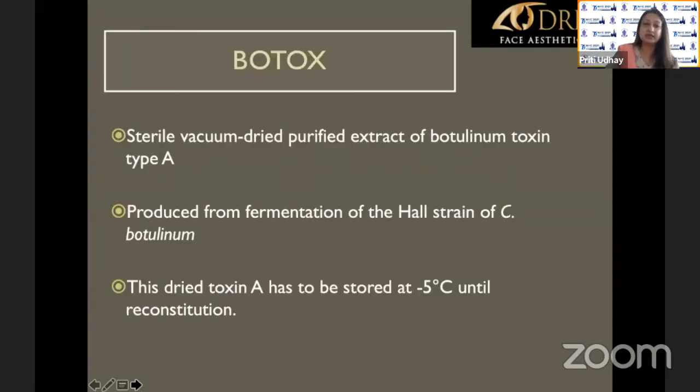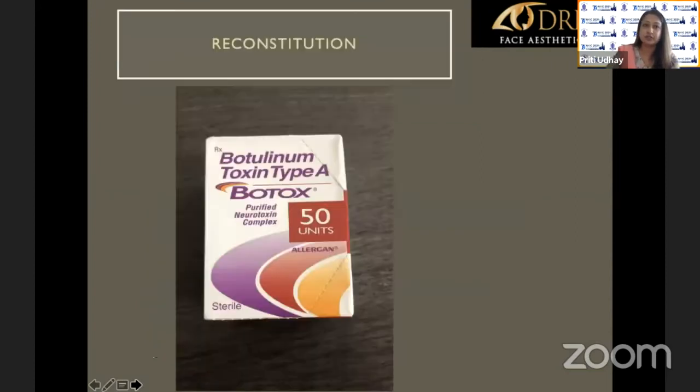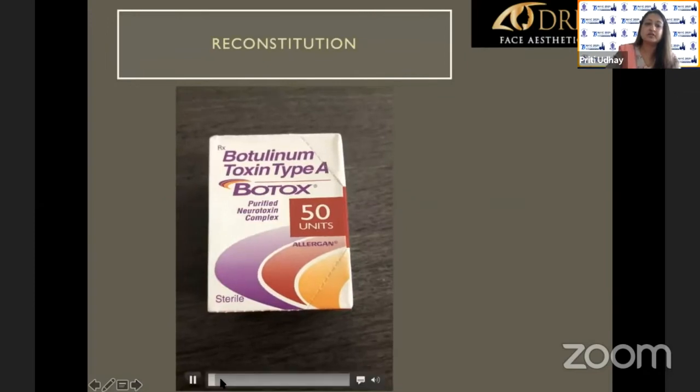Now, coming to the Allergan Botox, how do you reconstitute it? The unreconstituted vial is kept at -5 degrees Celsius. Now, if you have a 100-unit vial, I like to use 4 ml of normal saline so that you have a concentration of 2.5 international units in 0.1 ml. So this is how you reconstitute it.